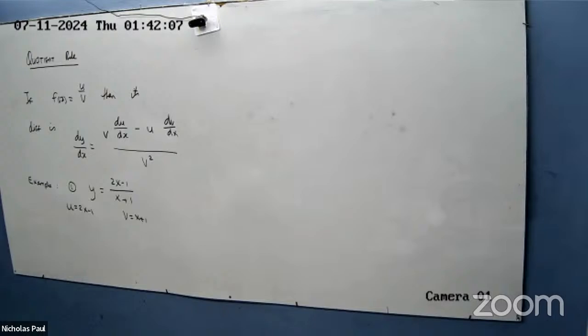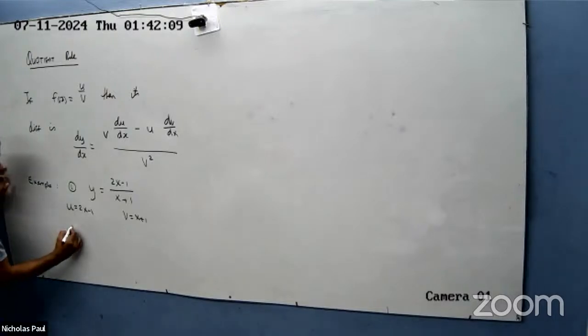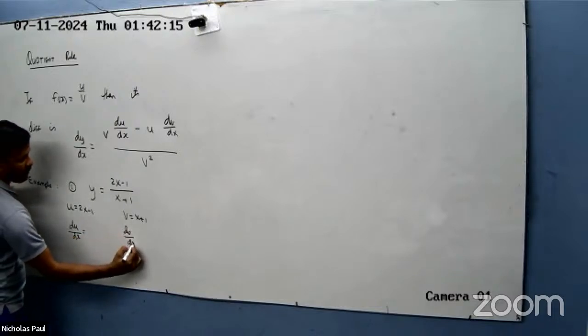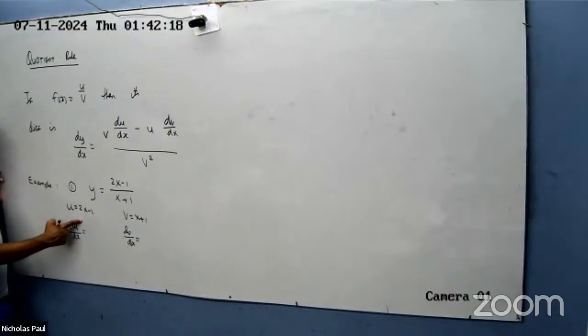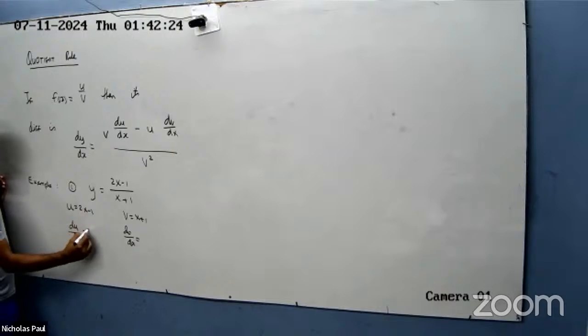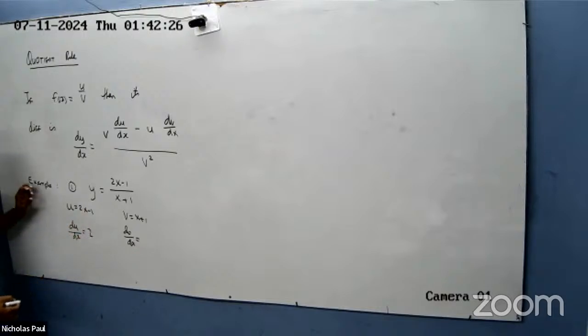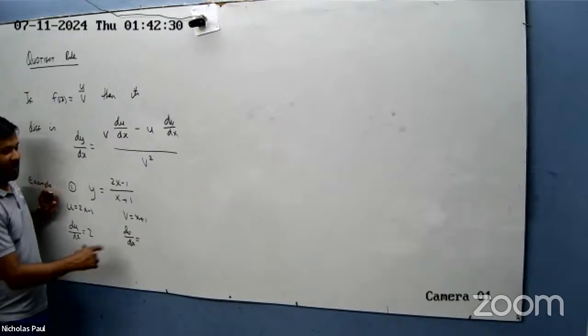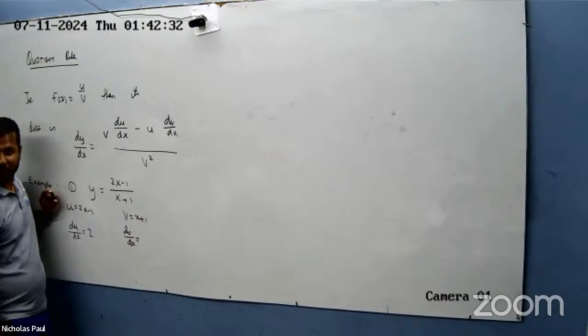Follow the formula. Find the u dx. What is the u dx, Jeremy? The u dx is what? Two. And what is dv dx? Dv dx is what? One.